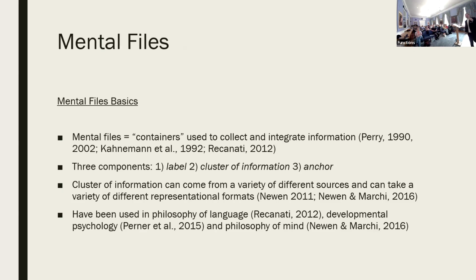So there are three components for mental files. Mental files have a label. It is basically what that file is of, what the information that is in the file is about, right? And then there's the cluster of information that is within the file collected. And lastly, there's this anchoring relationship, which basically says how the file came about or what the file is connected to. Again, I'll give you an example shortly.